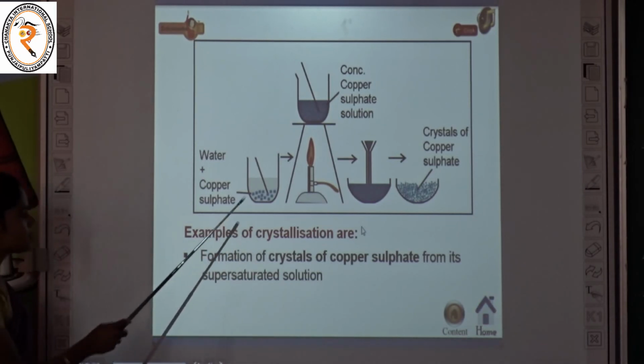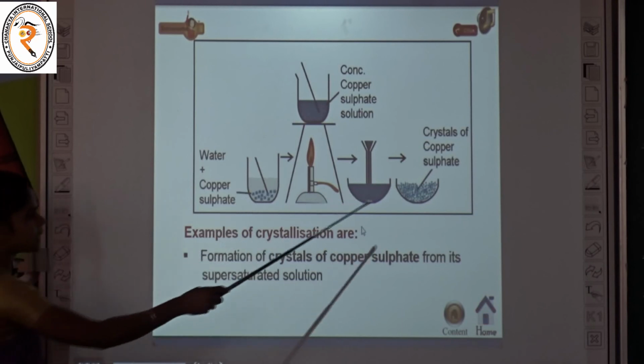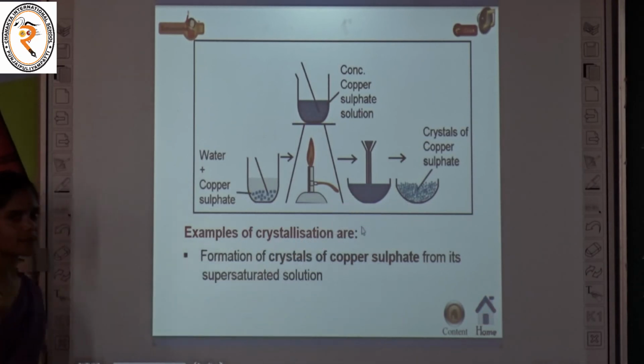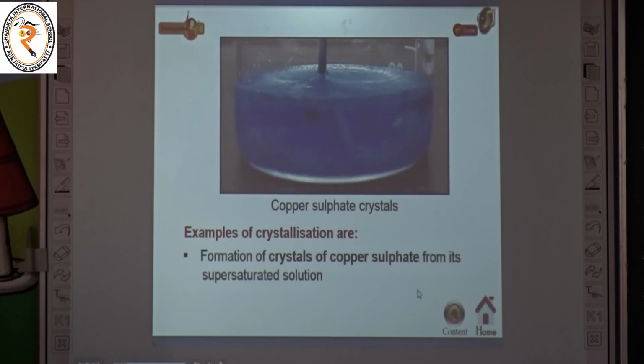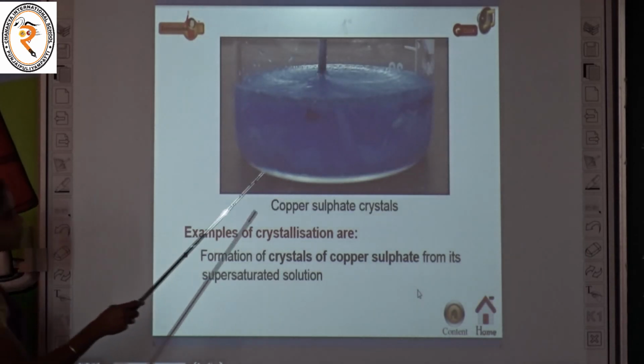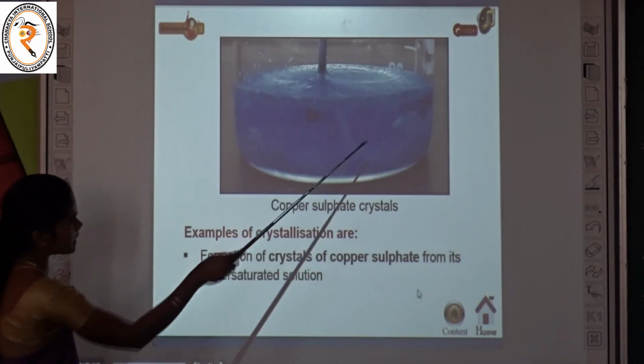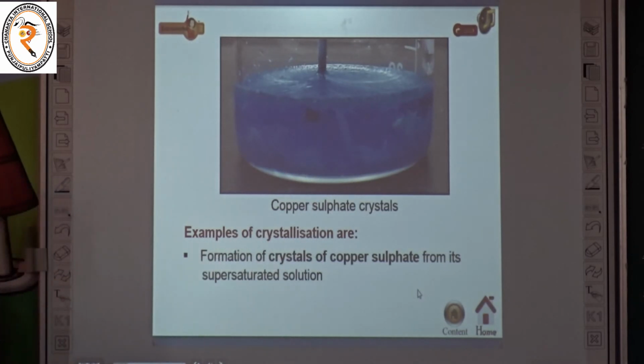Look at the picture. From copper sulfate solution, we can get the crystals of copper sulfate. That is pure crystals of copper sulfate. So this is an example of crystallization. Okay. Let us see one video about crystallization, children.